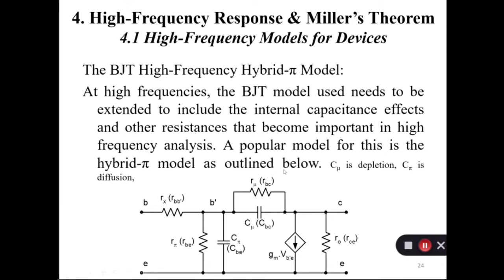The first circuit is the BJT high frequency pi model, which has base, emitter, collector, emitter. It means this is the common emitter. Be careful: in the assessment or exam, I will change the configuration. I will not give you the common emitter. Maybe I will give you the common base or common collector.